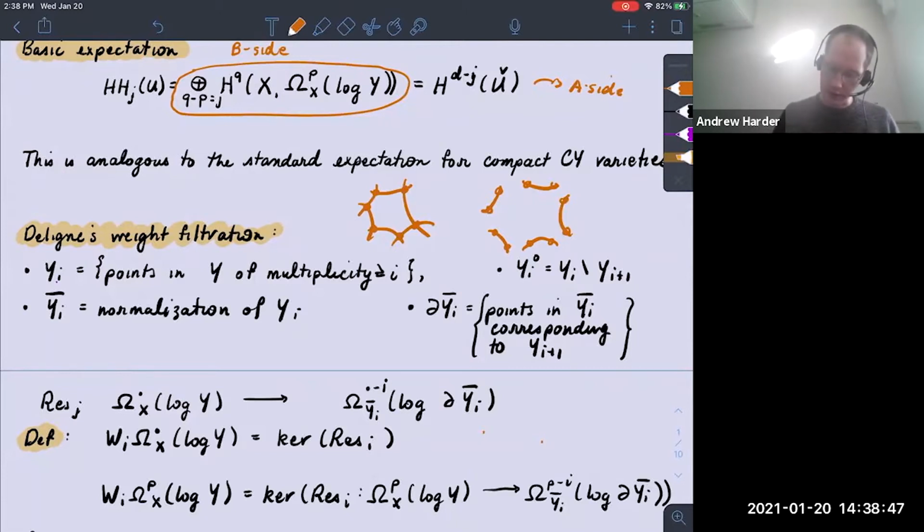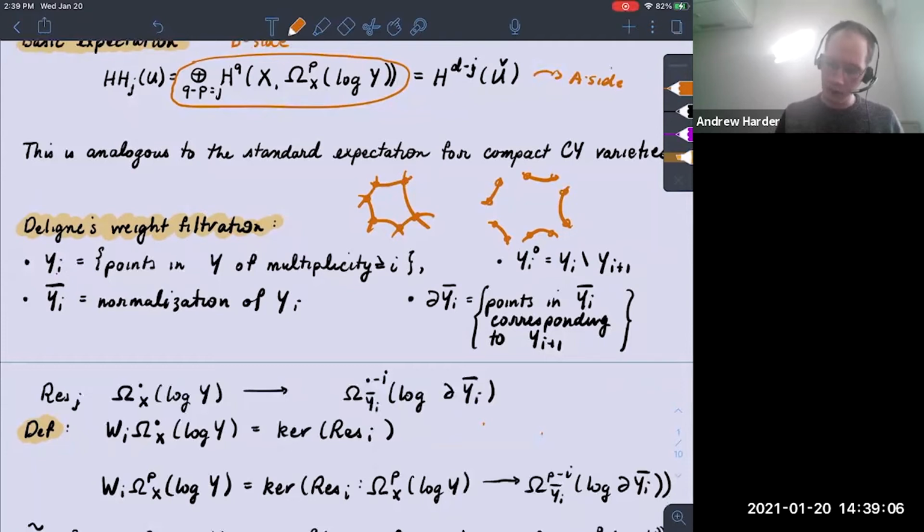And what I'll do is I can, from this, define residue maps. So the i-th residue map goes from the complex of holomorphic forms on X with log poles on Y, to the complex. So this is now a complex supported on the entire normalization. This is a complex of degree dot minus i forms, so I drop degree when I take residue, on Y_i bar with log poles along the boundary. Right. So I have this residue map, and I can define the weight filtration to be the kernel of this residue map. So this is not precisely the standard definition, but this is equivalent to the standard definition of weight filtration. You can check this fairly easily. Okay, so this is the definition of my weight filtration on the complex.